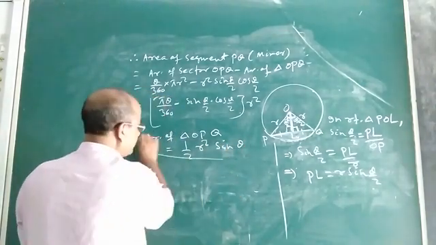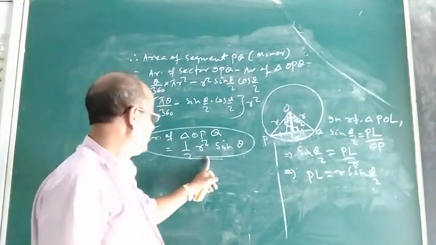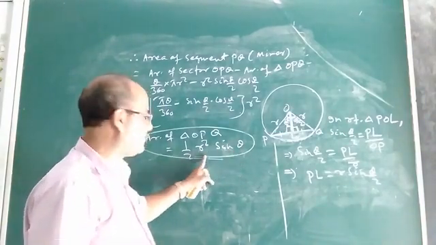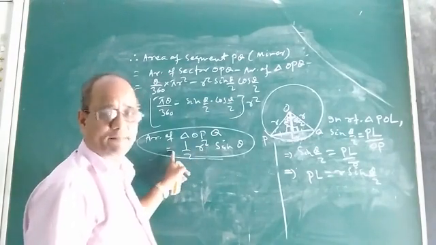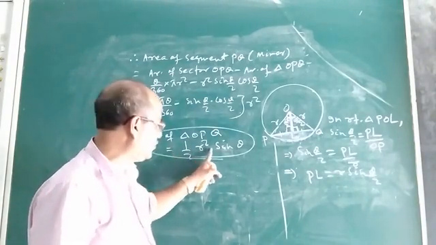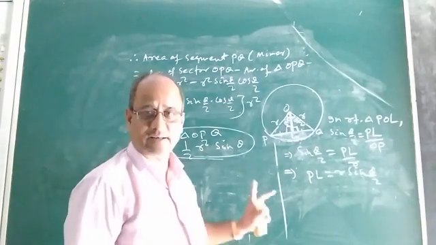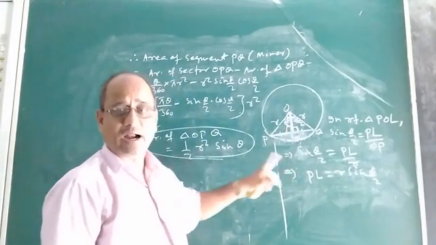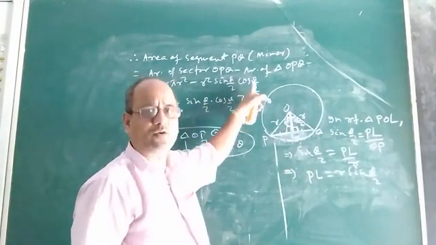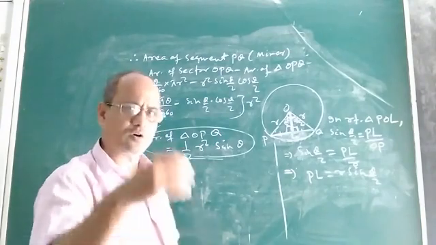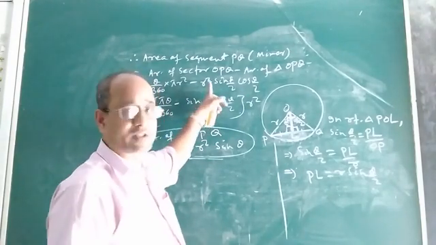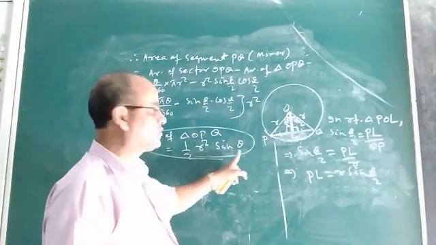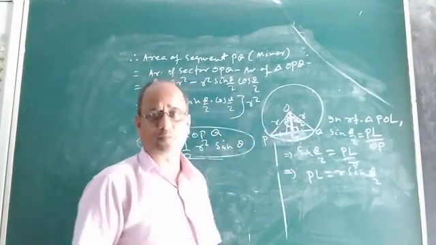You see, this formula we can use: half into r square sin theta, that is, the sin ratio of the angle theta multiplied by the square of the radius into half. You can use this formula also to find the area of triangle OPQ, instead of r square sin theta by 2 into cos theta by 2. Whichever you follow, both are correct. Either you use r square sin theta by 2 into cos theta by 2, or half r square sin theta to find the area of triangle OPQ.